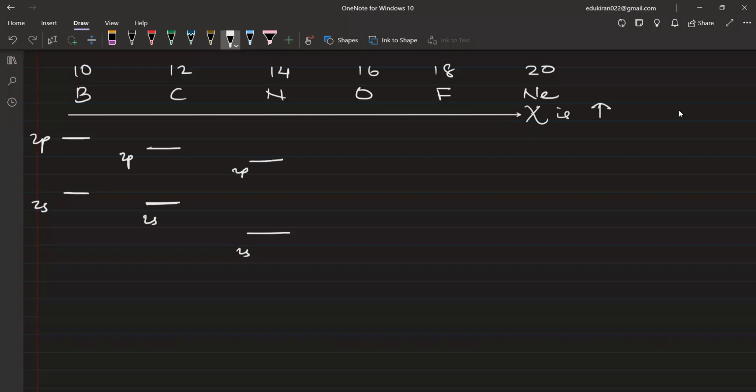Now if you remember this, this 2s is going to have 2 electrons. यहाँ पे बोरॉन के पास 1 इलेक्ट्रॉन होगा 2p में. Here carbon is going to have 2 electrons. In 2p it is going to have 2 electrons. Nitrogen is going to have 2 electrons in the 2s. In 2p is going to have 3 electrons. Okay, it is going to have 3 electrons.